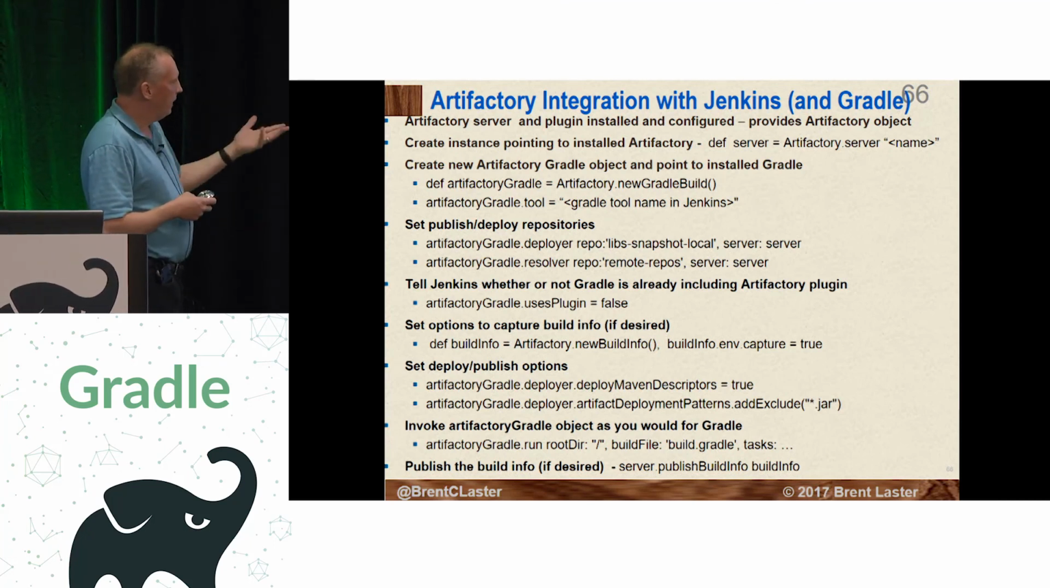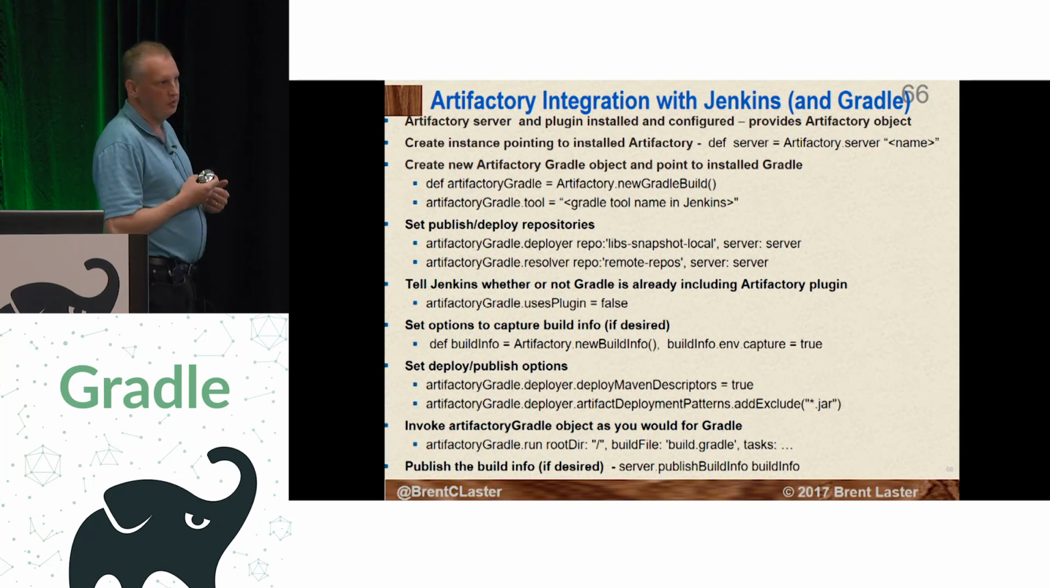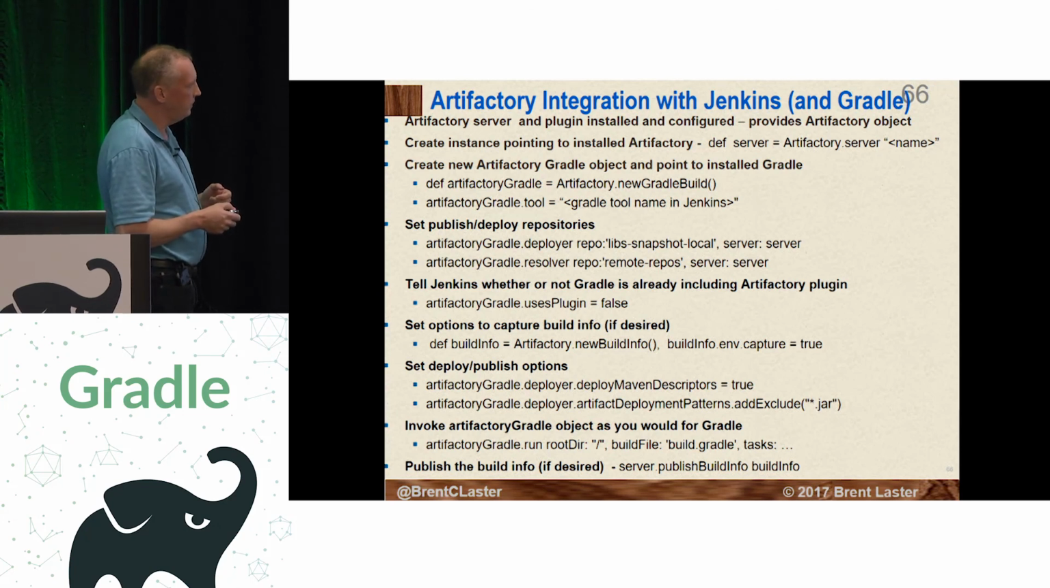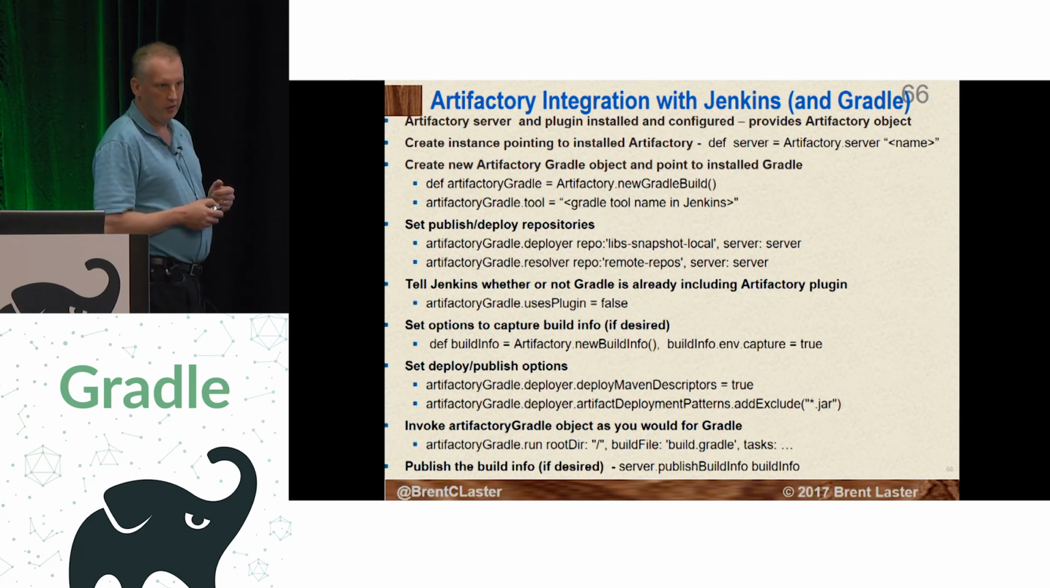If you're using Artifactory with Gradle in a Jenkins 2 pipeline, here's what you need to do. You have to create something that points to the server. Basically, this is the name of the server you configured globally in Jenkins. Then you create an Artifactory Gradle instance, which is a new Gradle build method. You point it to the Gradle tool name in Jenkins. Where's Gradle? We point it to Artifactory up here. Then we can define the deployment repositories.